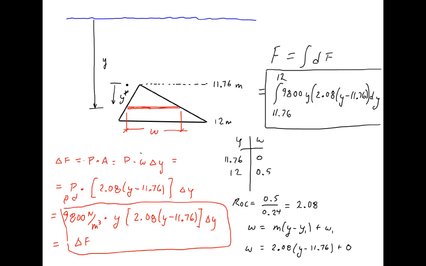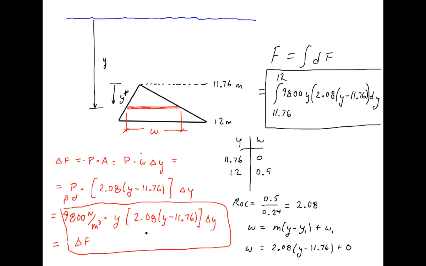Okay? So having this y star frame of reference would make this linear relationship easier because you'd have the point 0, 0. But then your depth would be y star plus 11.76. So overall, that would probably be an easier way to do it than the way we did it. Okay?